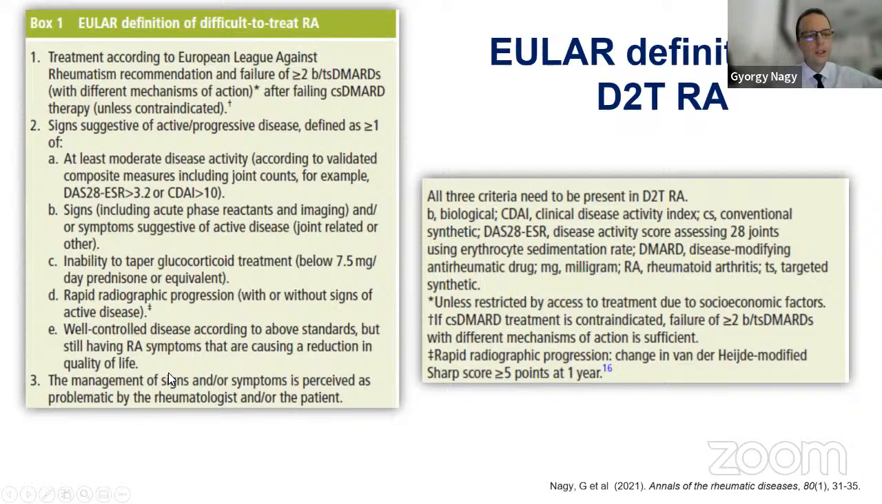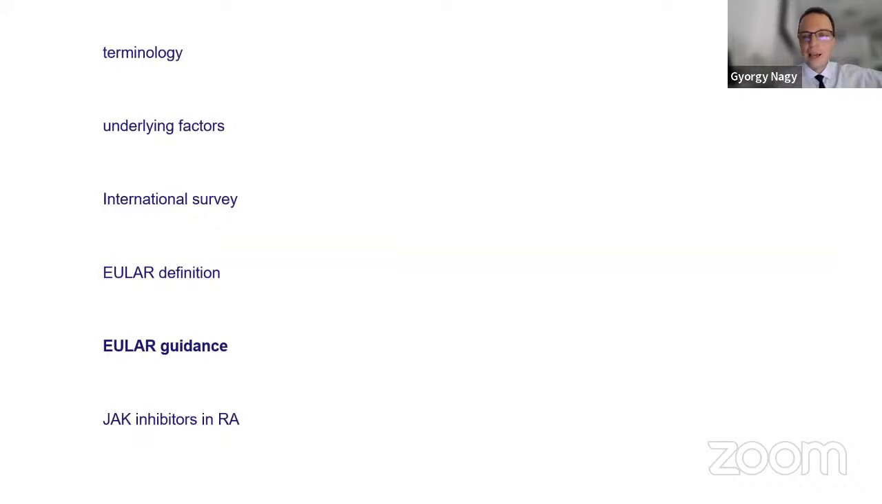And the third point is basically what was mentioned by Chris and myself as well, that the management should be problematic for the rheumatologist or the patient. Otherwise, by definition, it is not difficult to treat. So the first, one of the second, and the third should be met to say that the patient has difficult to treat disease. And if the patient has difficult to treat disease, what to do with them?